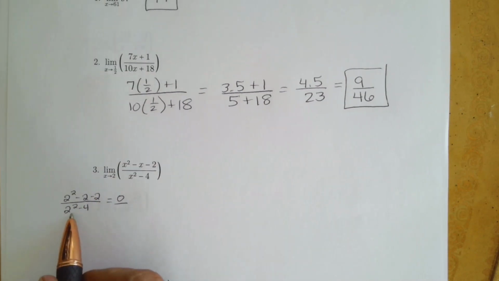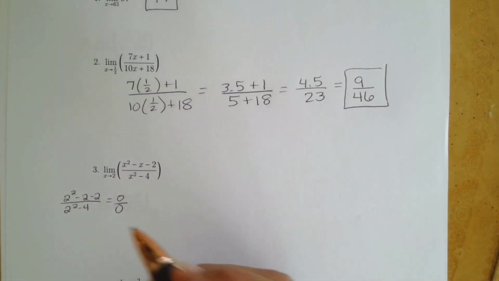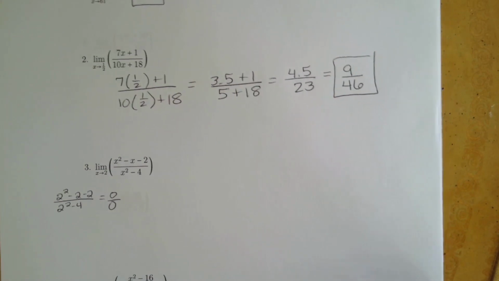And in the bottom, 2 squared is 4. 4 minus 4 is 0. So I thought we were going to get 0 over 0. So that means I can factor, or today we're going to learn some different things. But this one, I believe we can factor. So this is good practice from what we did last time.